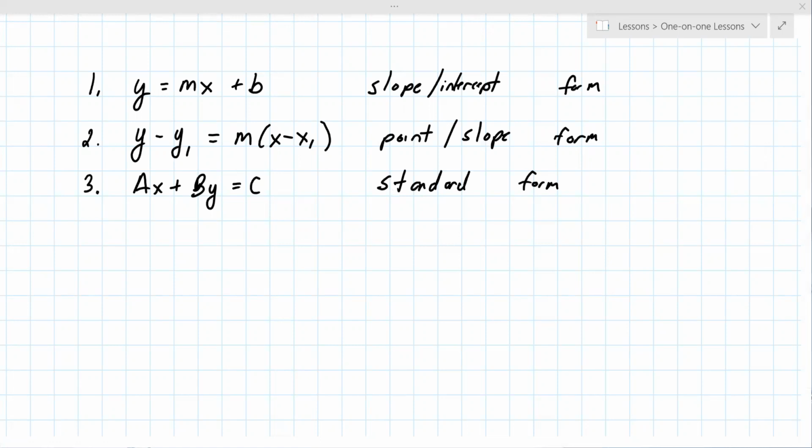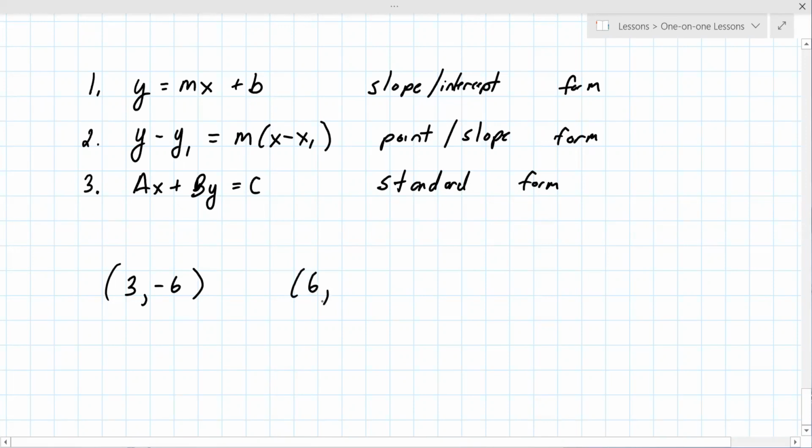So let's say I gave you these points. Here's a point, and here's another point, 6 comma 7. Could you find the slope between these 2 points? Do you remember that formula? It's y2 minus y1 over x2 minus x1. Excellent. Okay, so give that a try here. See if you can find the slope between these 2 points.